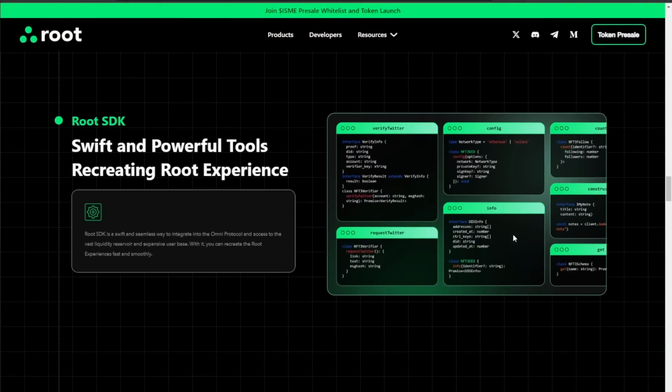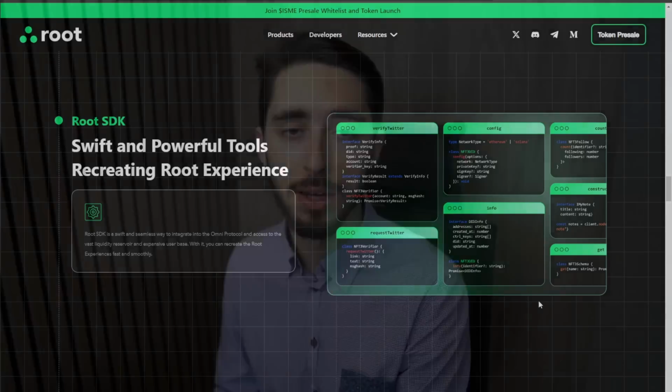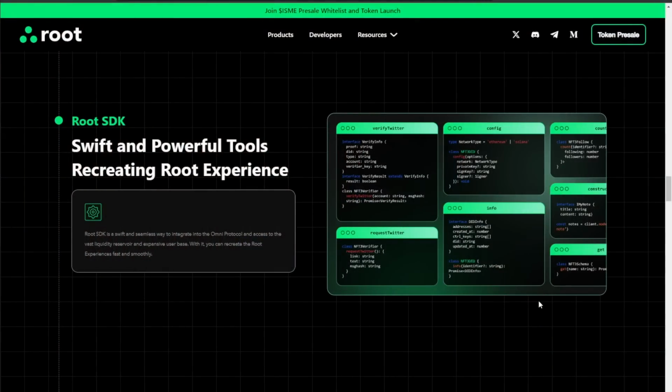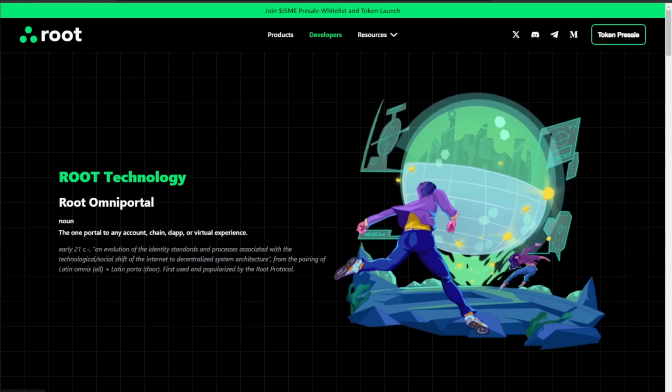So this, for me, is where I think things can get really powerful. And they also have their own built SDK that allows people to integrate seamlessly with the Omni protocol, or the Root Omni protocol, which allows you to interact with its full technical capabilities. So overall for me, this is really interesting stuff. And I'm excited to see, as this continues to roll out going into the next few months, what's going to be possible with this.